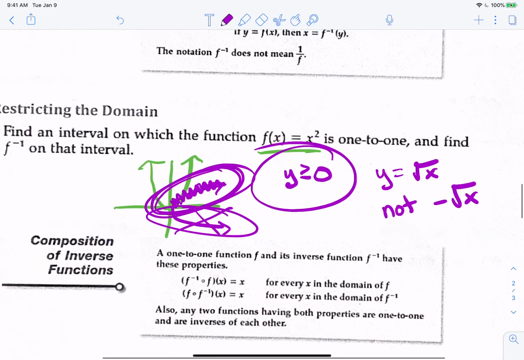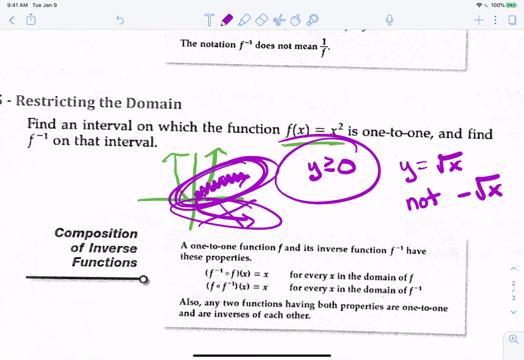But when it says find an interval on which that is 1 to 1, it will only work if the y coordinates are greater than or equal to 0. Does that make sense? Yeah, kind of. You won't have too many of those on your homework assignment, I hope.